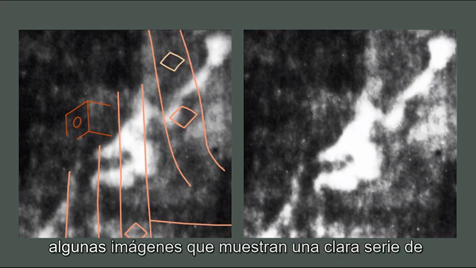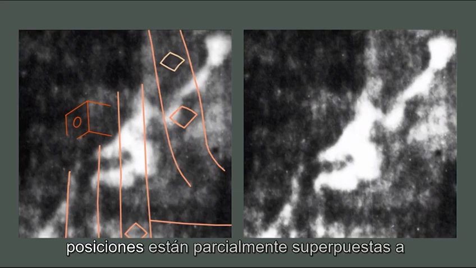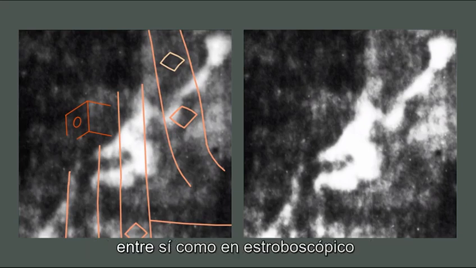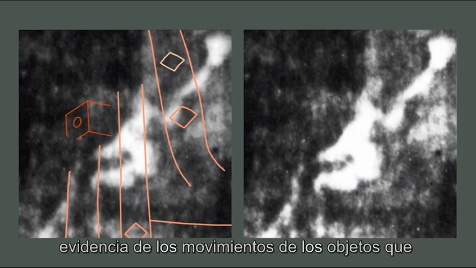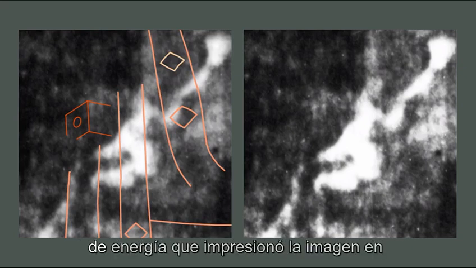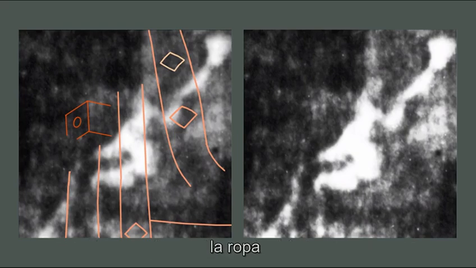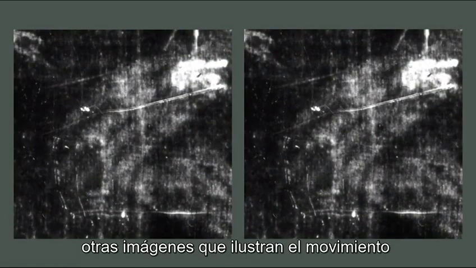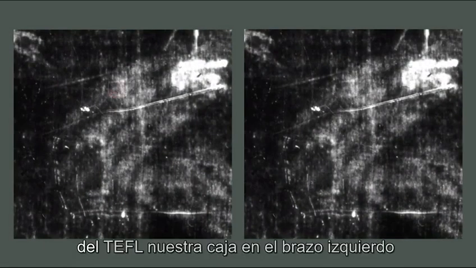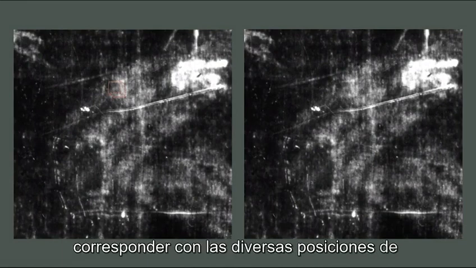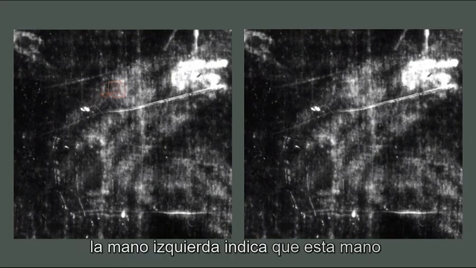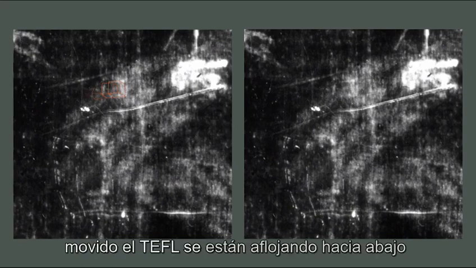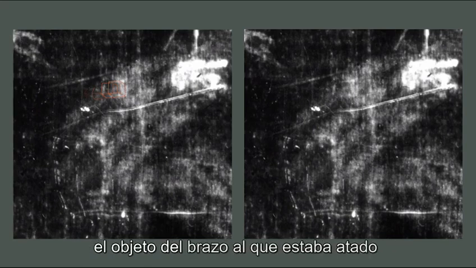Some images showing a clear series of positions are partly superimposed on each other, like in stroboscopic photography, and because they are evidence of the object's movements, they could provide information on the bursts of energy that impressed the image on the cloth. Other images illustrating the movement of the tefillah box on the left arm correspond with the various positions of the left hand, indicating that this hand moved the tefillah downwards, loosening the object from the arm it was tied to.